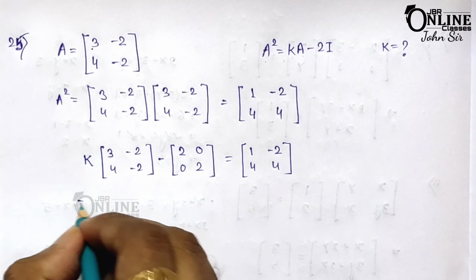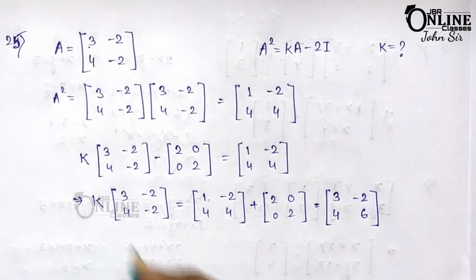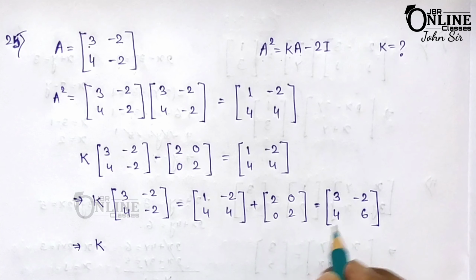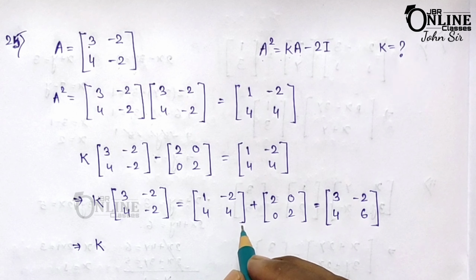And as here minus this matrix, so you have to write down here plus this one. From left to right. So now it will be, if you add these two matrix, so 2 plus 1, it's 3. Minus 2, 0, it will be minus 2. Okay. Then here 4 plus 0, it's 4, and 4 plus 2, it's 6. Okay. So that means here k equal to this one 4.